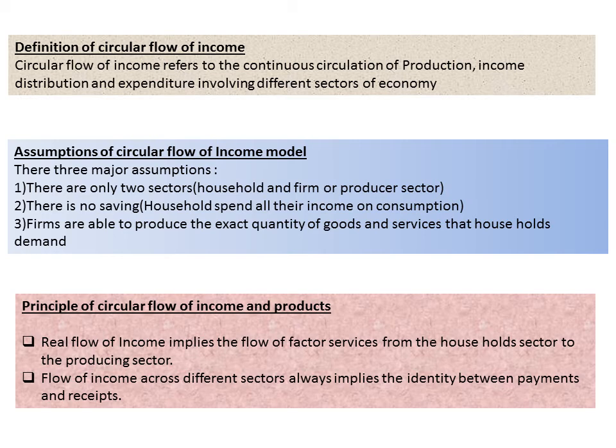Now what is the principle of circular flow of income and products, as we also call it, because here there is an exchange of products also. Real flow of income implies the flow of factor services from the household sector to the producer sector, that the household sector will provide the land, labor, capital and entrepreneurship to the producer sector. And there is the flow of income: both sectors have a flow of income. The producer sector is making the factor payment, and that factor payment becomes a factor income for the household.